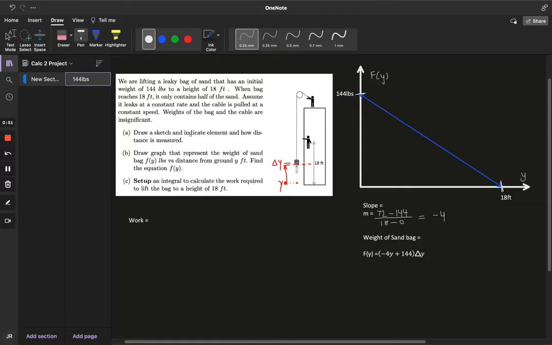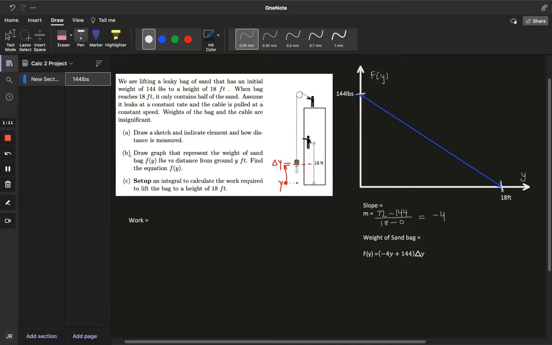First, draw a sketch and indicate element and how distance is measured. So first we had our origin and we cut individual strips of the bag of sand and where it's going. So that way the origin will follow as it reaches to 18, the height that we're going to.